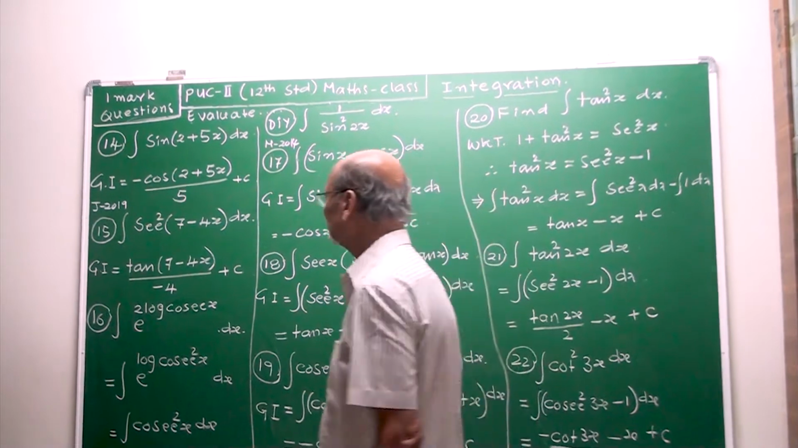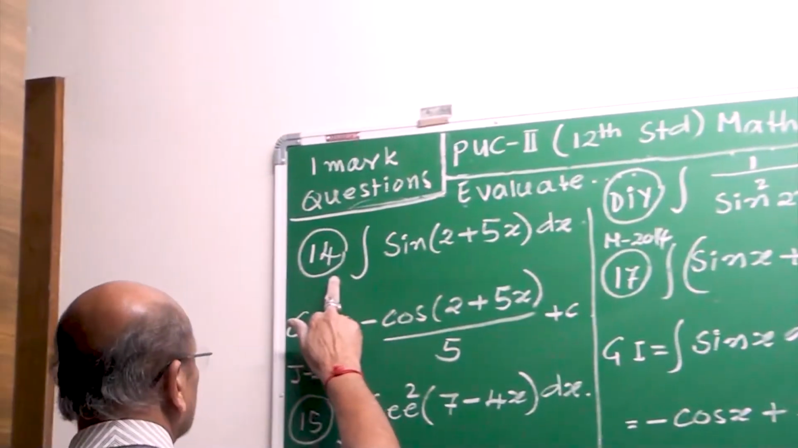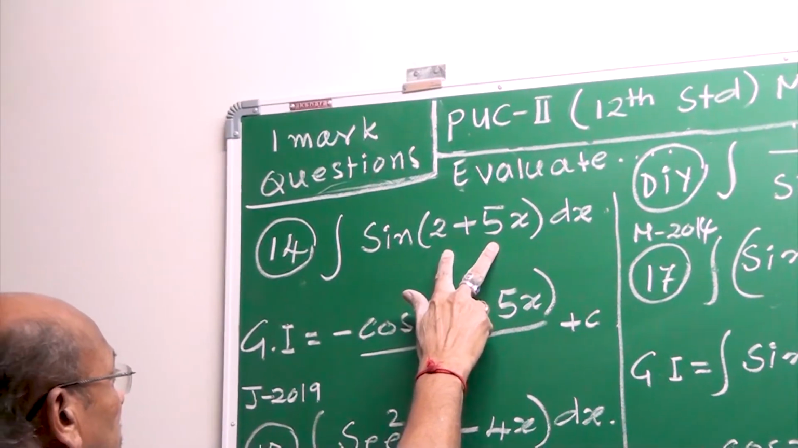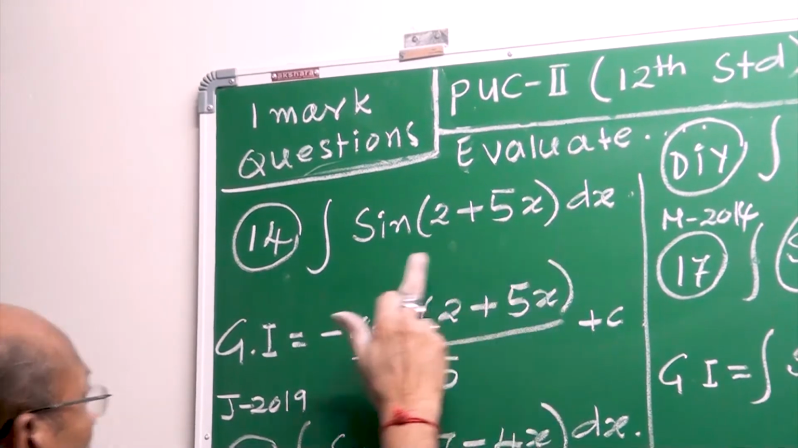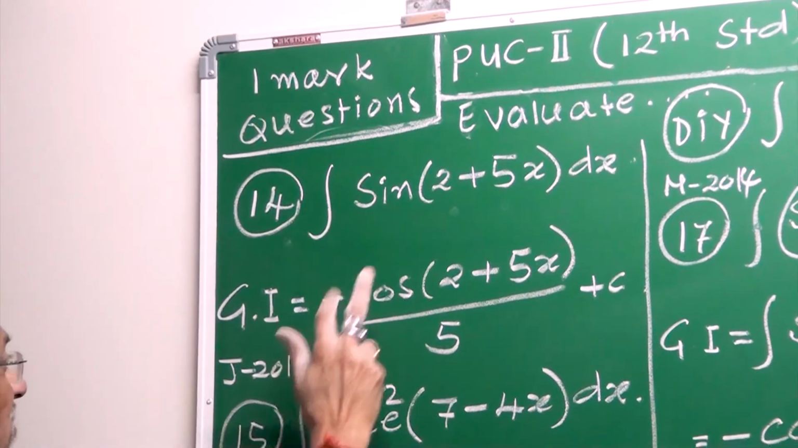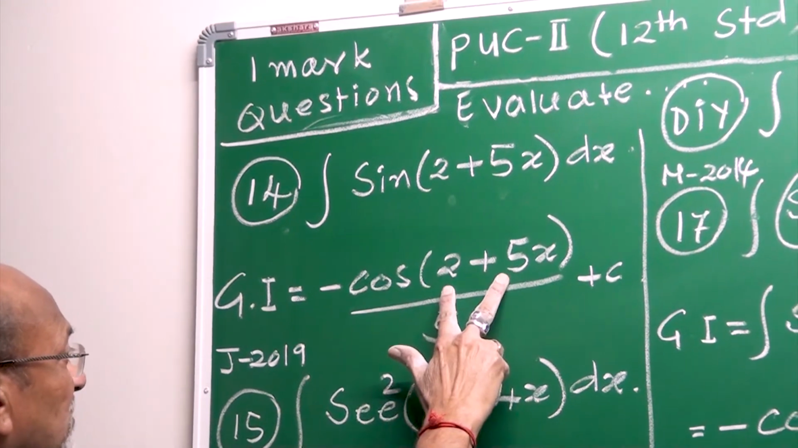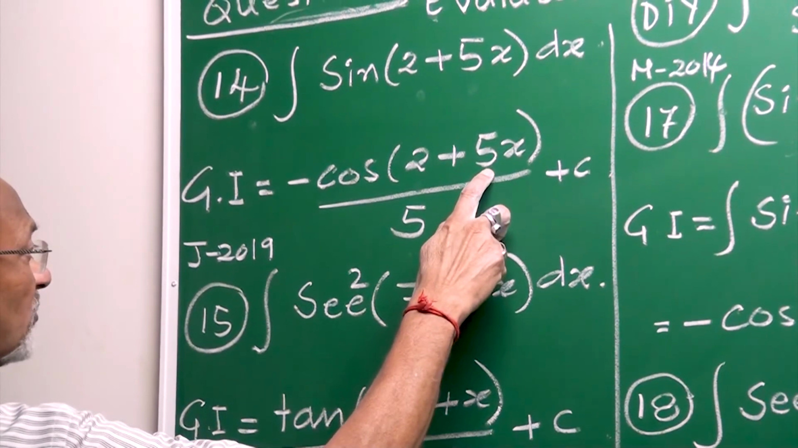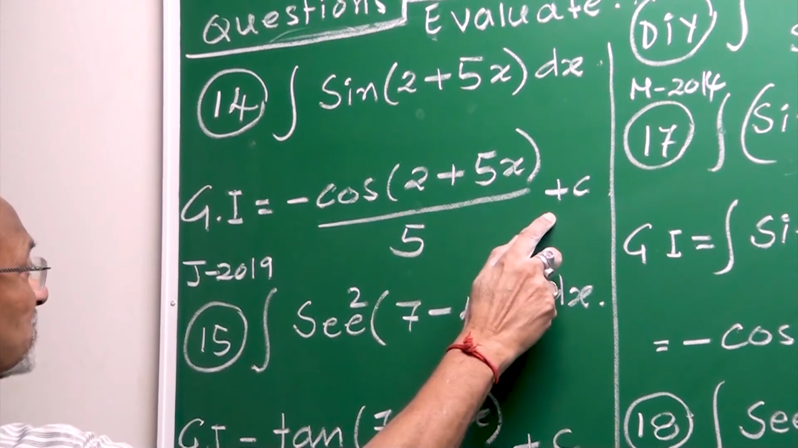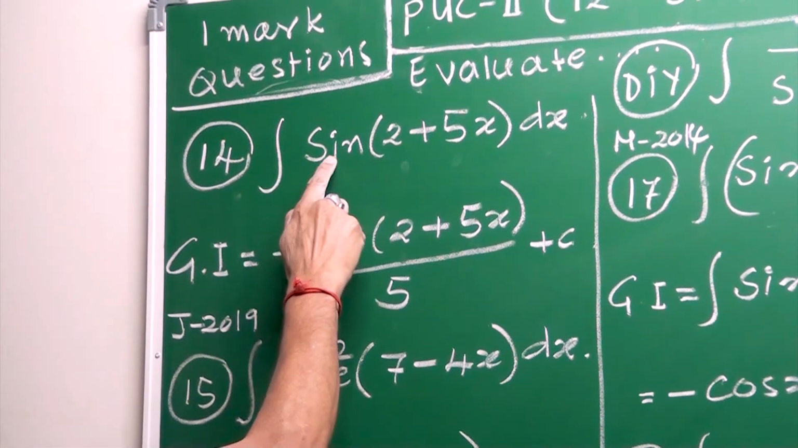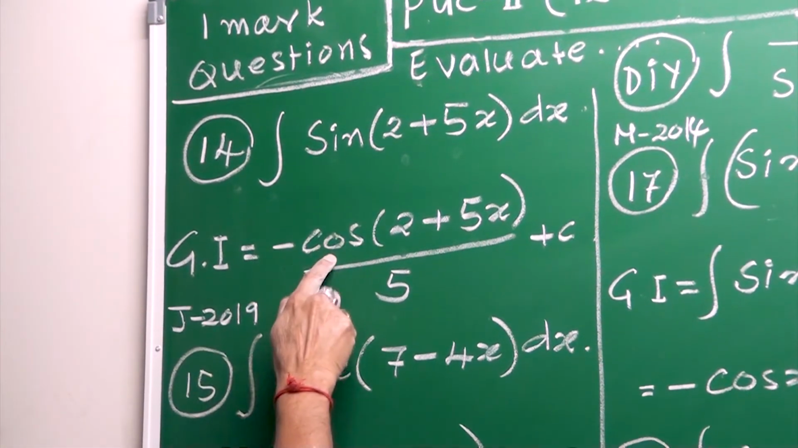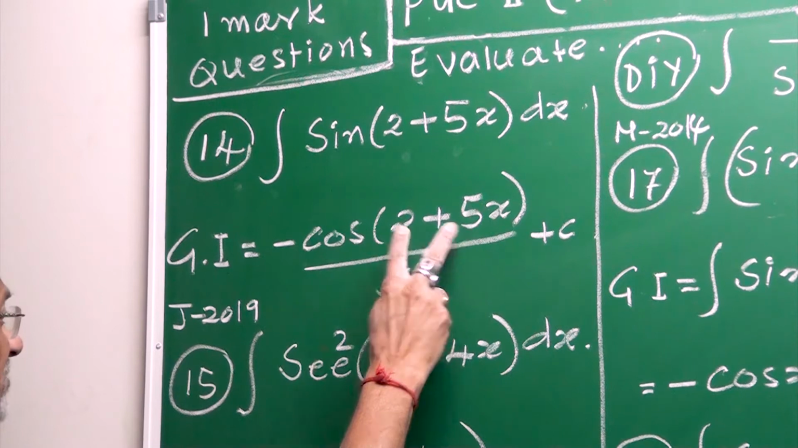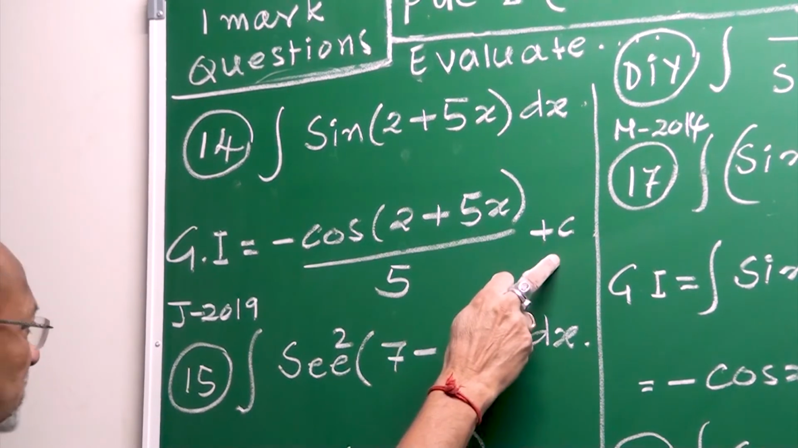See, my friends, this one. Example number 14. Evaluate the following: integral of sine 2 plus 5x dx. Integral of sine is minus cos. I told you, write the angle as it is. Look at the angle. If it is other than x, then divide by the coefficient. What is the coefficient of x? 5. Divide, plus c. Remember once again, integral of sine is minus cos. Any angle, x is x, other than x, write other than x. If it is other than x, divide by the coefficient of x, plus c.